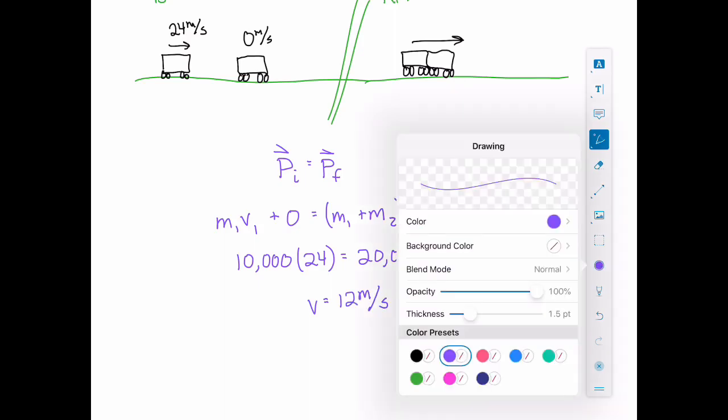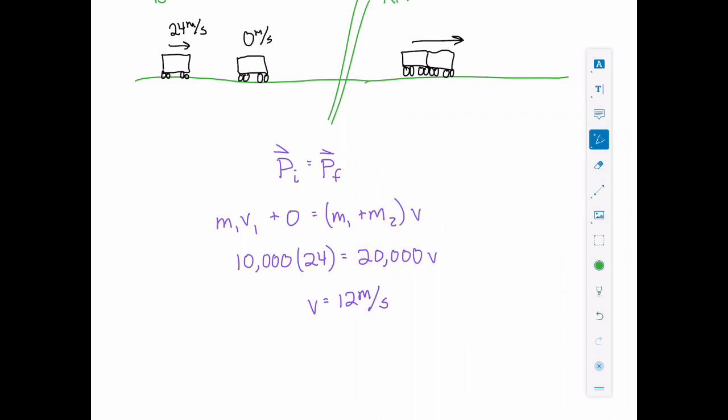Yay! That should make sense. It's twice the mass, so it's going to be half the speed. This is not always going to be true. If the masses aren't equal, then the speed won't be exactly half, but you would just plug in whatever masses that you have and you will get your answer.